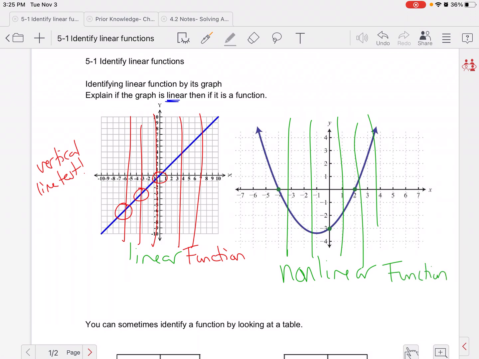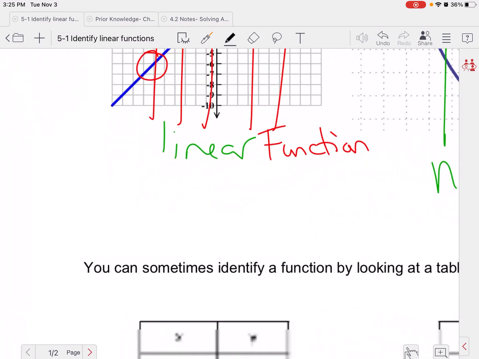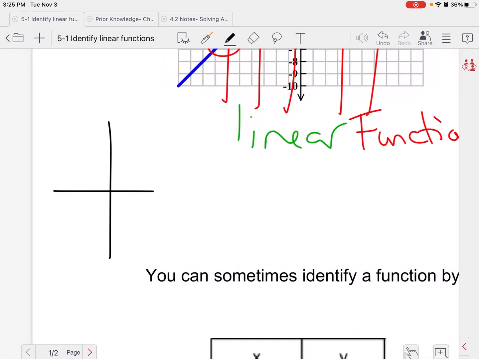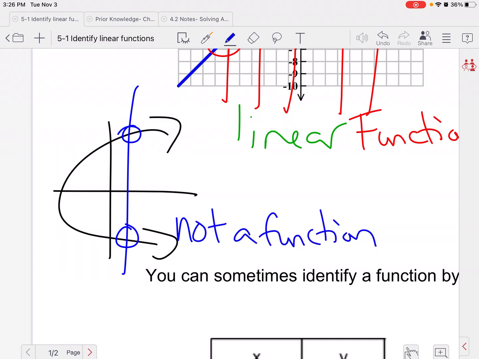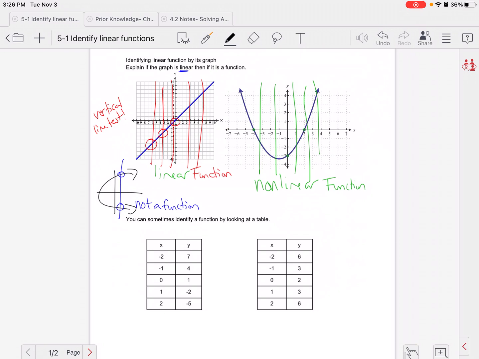I know I didn't give you any examples of a non-function; we usually talk about it in class. A non-function would be something like this. You can clearly see that if you draw a line through it, you would have 2 points, so this would not be a function. It would also be nonlinear. All linear will be functions, just FYI. So that's one way to tell if something is a function: the vertical line test.